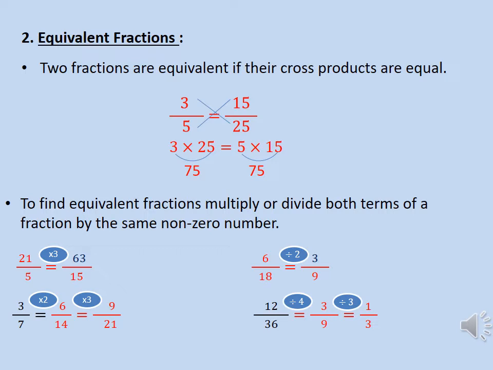Another example, 12 over 36. This time I'm going to divide. Divide both by 4. 12 divided by 4 we get 3. 36 divided by 4 we get 9. 3 over 9 is equal to 12 over 36. Now 3 over 9 can also be divided by 3. 3 divided by 3 is equal to 1, and 9 divided by 3 is equal to 3. Then 1 over 3 is equivalent to 3 over 9 is equivalent to 12 over 36.